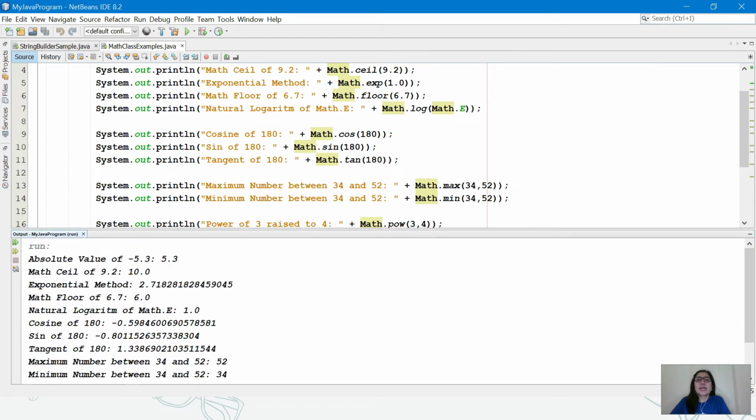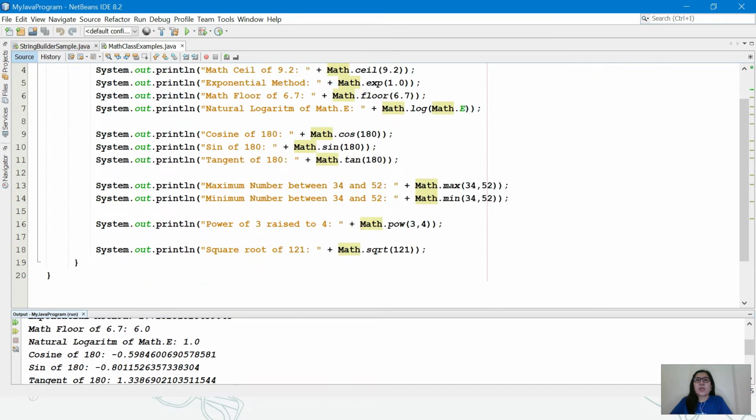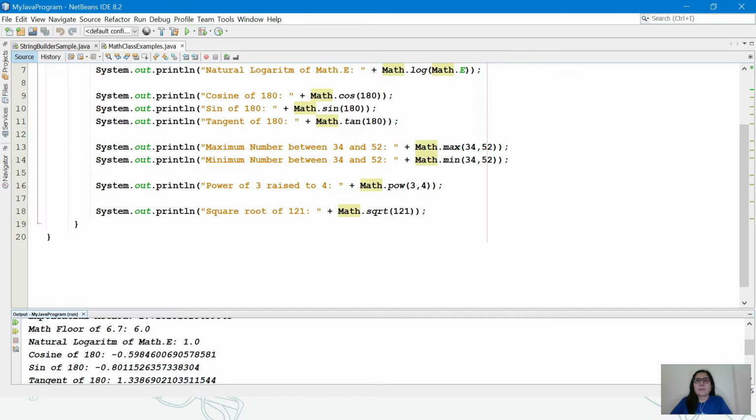Let's try to use the calculator, especially for the math like sine and cosine, and it is correct. What we can check there is the maximum of 34 and 52. The answer is 52. For the minimum between 34 and 52, it returns 34. 3 raised to 4, so 3 times 3 times 3 times 3, the answer is 81. And the square root of 121 is 11. So 11 times 11 is 121. So that is how the Math class methods work and are implemented.